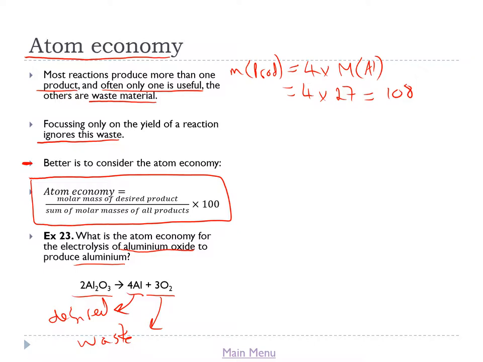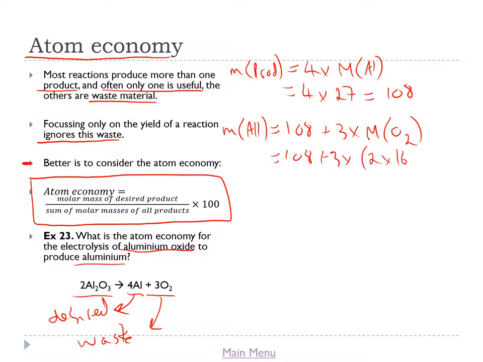Now, the mass of all of the products. Bear in mind, aluminium is still one of our products, so we're going to think about the aluminium, so that is 108 that we've already got, plus 3 times the molar mass of O2. So that equals 108 plus 3 times 2 times 16. Remember, oxygen has a mass of 16, and that comes to 204.